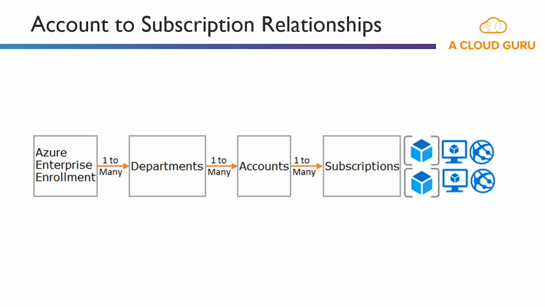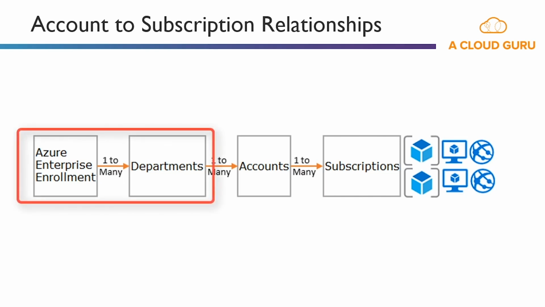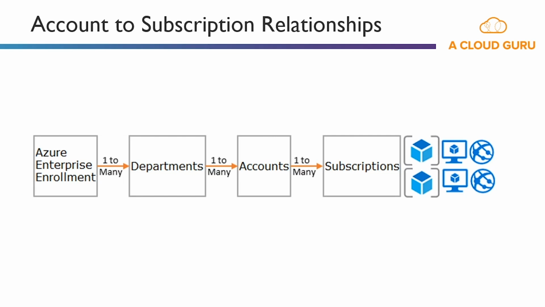If we go a little bit further and look at the account to subscription relationships, when we have our Azure Enterprise enrollment, we have a one-to-many relationship with departments. So I can have many departments inside of my Azure EA, and I don't have to have any departments in there. It's just a way of organizing depending on the way your organization is set up. Within departments, I can have one-to-many accounts, or I could just have one-to-many accounts to the enterprise enrollment to begin with if I didn't have departments.